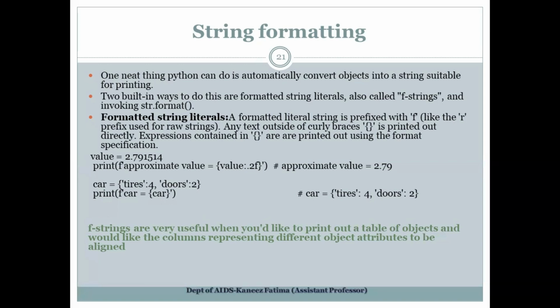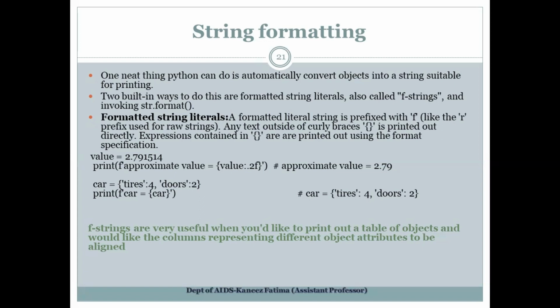So here we are examining an example as value. Suppose that I'm taking 2.791514, and we are giving for approximate value which will go to value of 2f. So the approximate value I'll get as 2.79. Another example: in a formatting, car is a variable for me, where I'm having some parameters to it. Tires equals 4, doors equals 2.